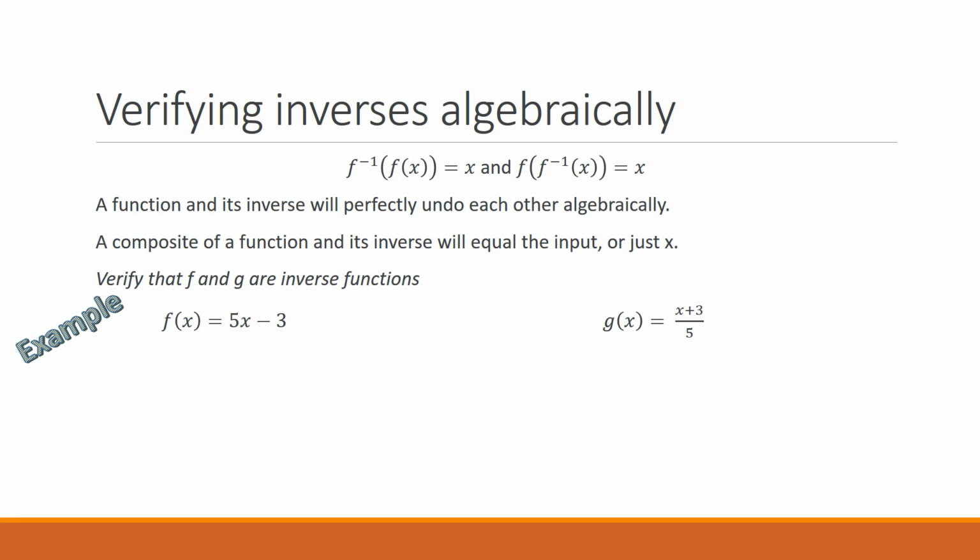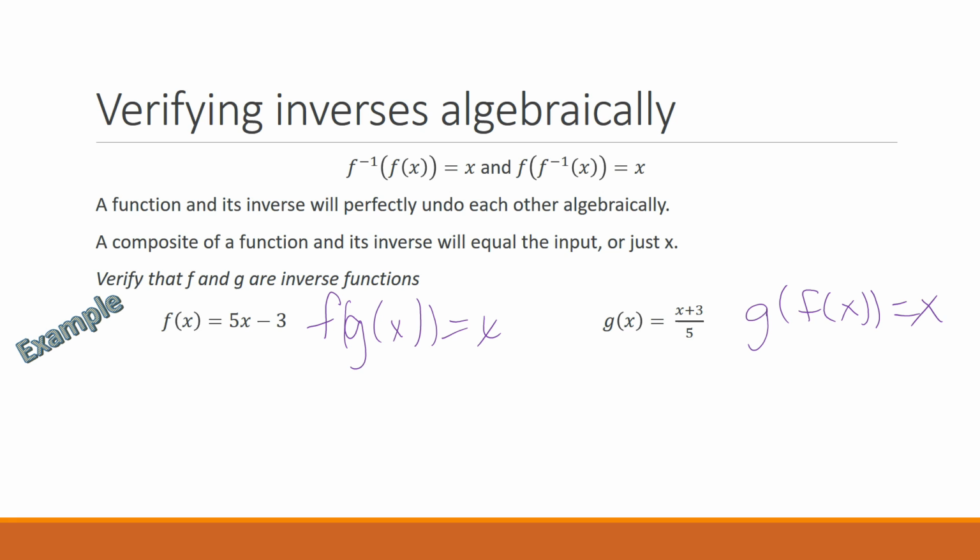A function and its inverse will perfectly undo each other algebraically. That means if we have a composition of a function and its inverse, when we put x in, we'll just get x back out. So we can verify that two functions are inverses algebraically by doing a composition. f of g of x should equal x, and g of f of x should also equal x. We only really need to test one of those.